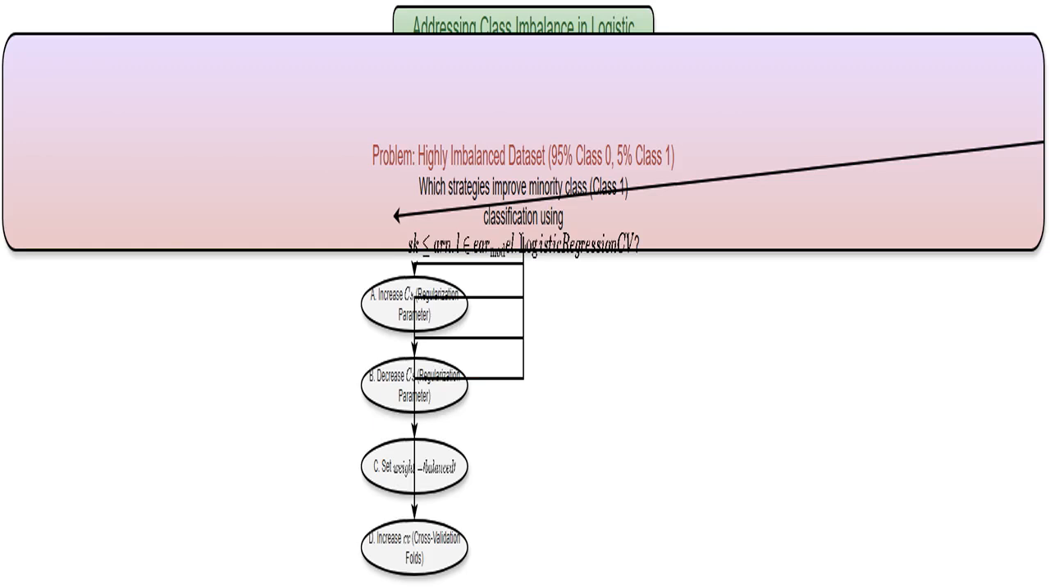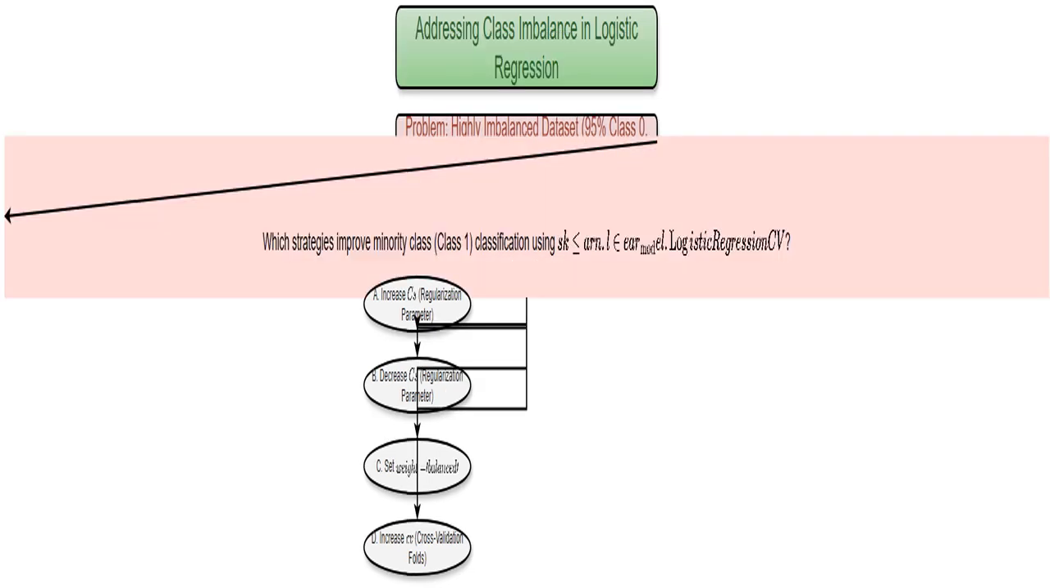We have a dataset where 95% of the data belongs to one class, class 0, and only 5% to the other, class 1. This is a significant imbalance, and it can cause problems because the model might become biased toward the majority class and fail to predict the minority class accurately. I need to find strategies to mitigate this. The core question is, how can I improve my model's ability to correctly predict the minority class, class 1?